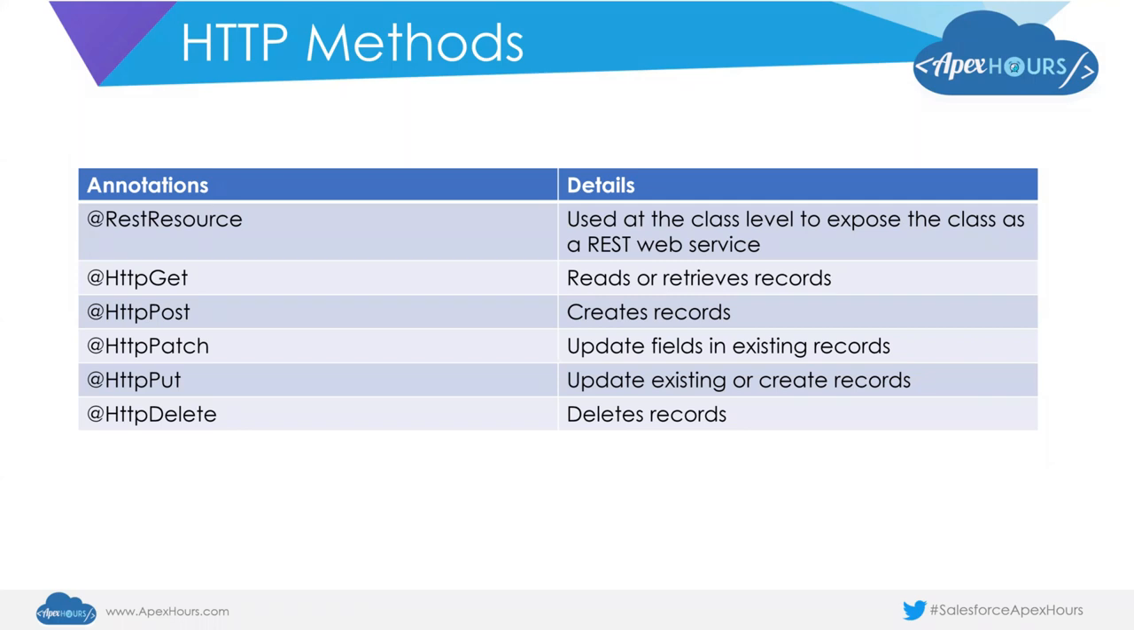Annotations are written on the top of the methods. So these are the annotations. Whenever you want to expose a class as a REST web service, you would write @RestResource on top of a class, and you would have a URL mapping. I'll show you that. And then you would have various methods. We will see that in action, and then you'll get to know how these work. Get, post, patch, put, delete.